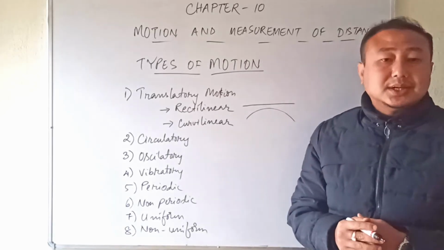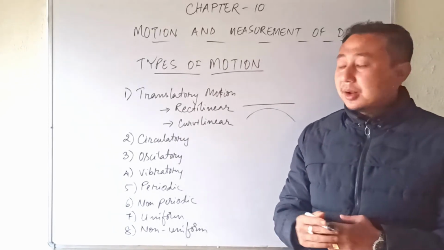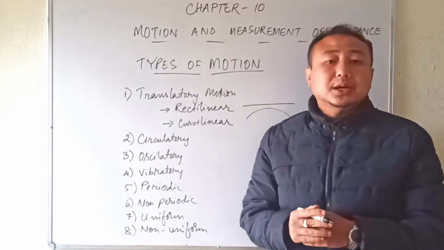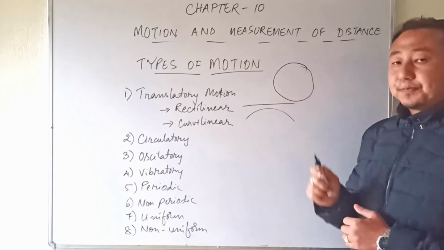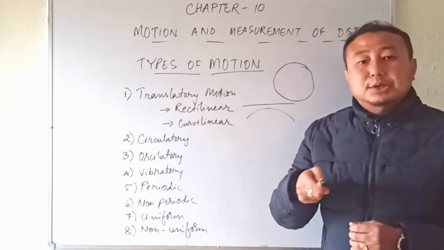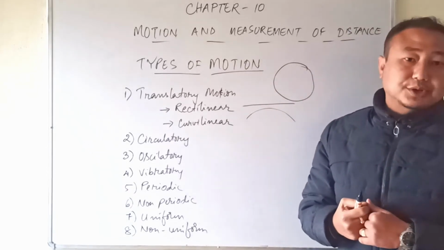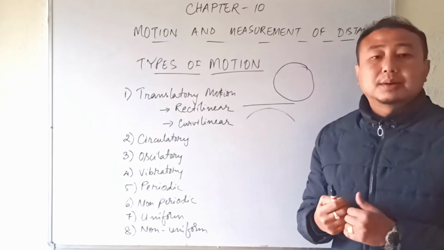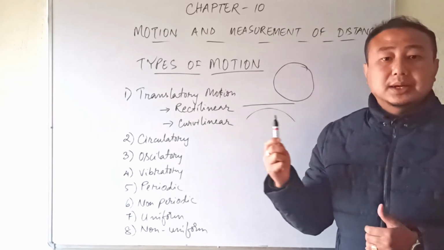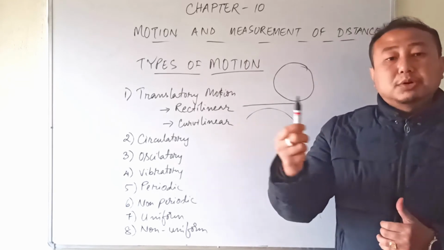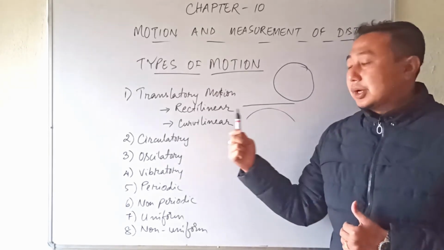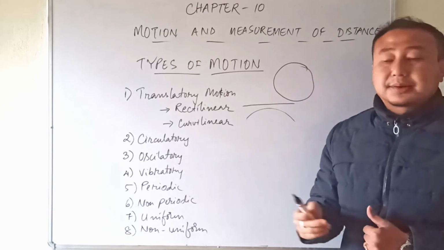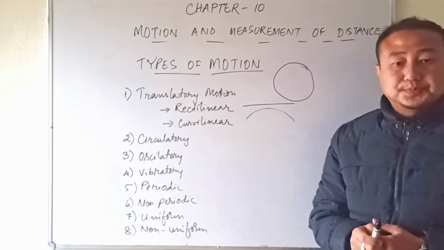Next type is known as the circulatory motion. An object is said to be in circulatory motion if it is moving in a circular path. When the object moves in a circular path, we call it circulatory motion. For example, the movement of the planet around the sun. The planets move in a circular path or in a circular orbit. So, the movement of the planet can be said to be a circulatory motion.